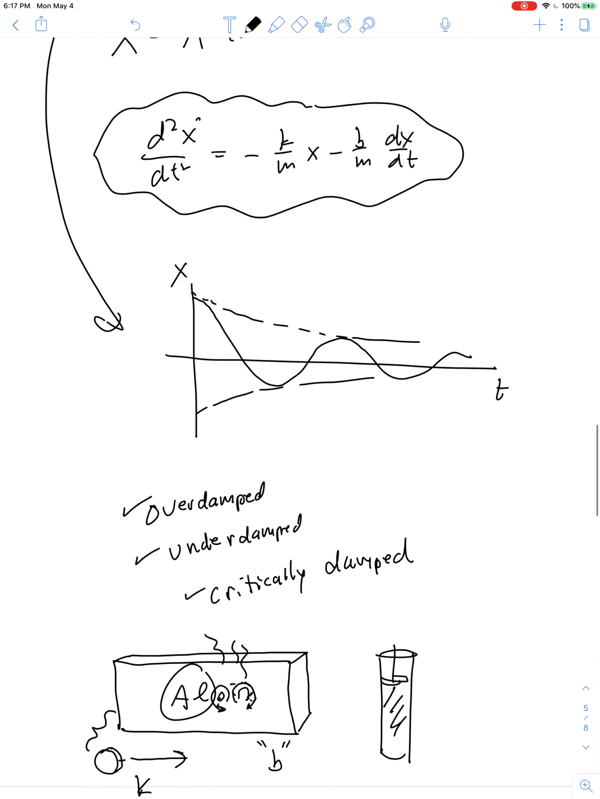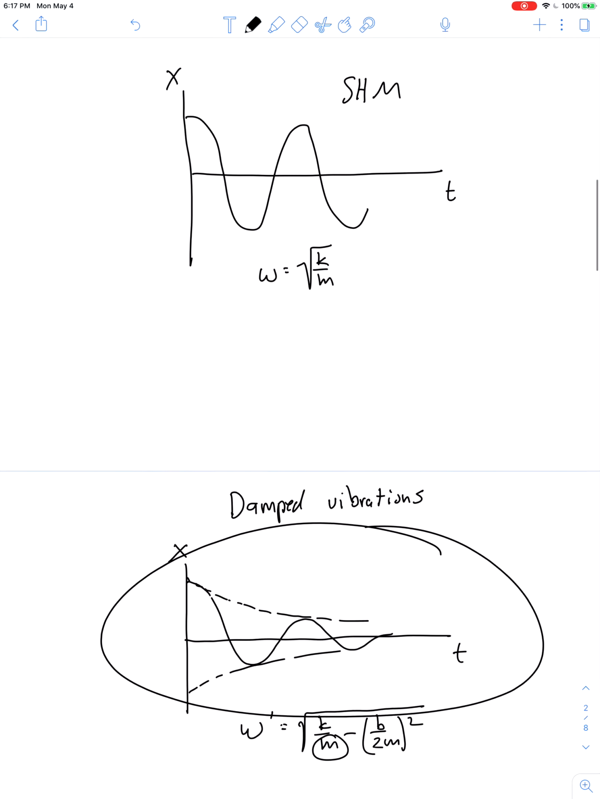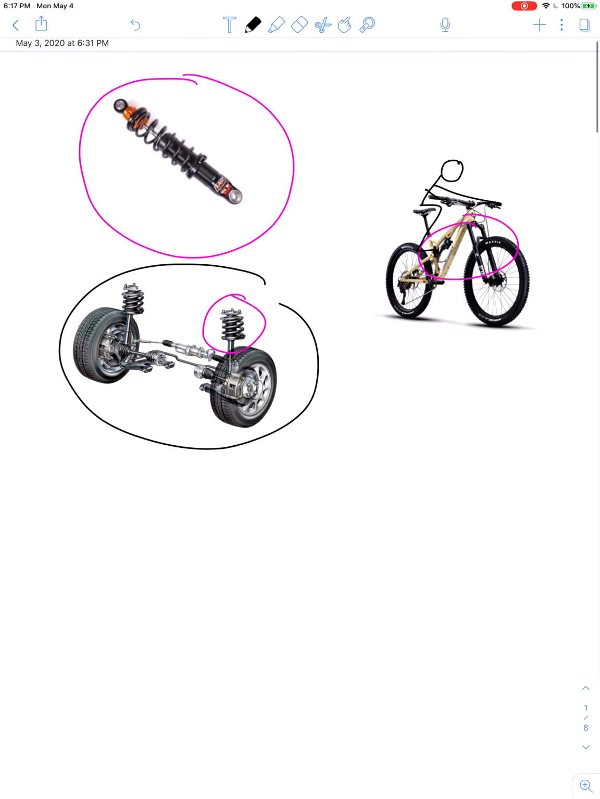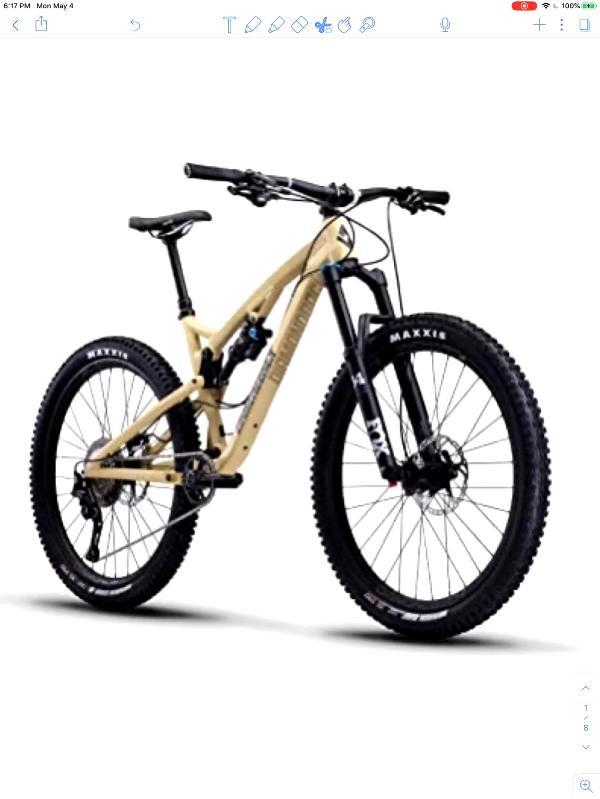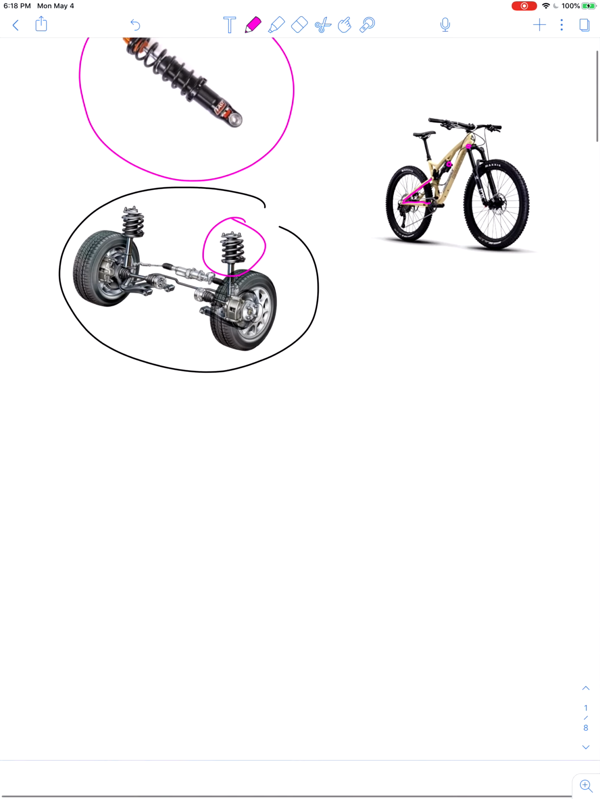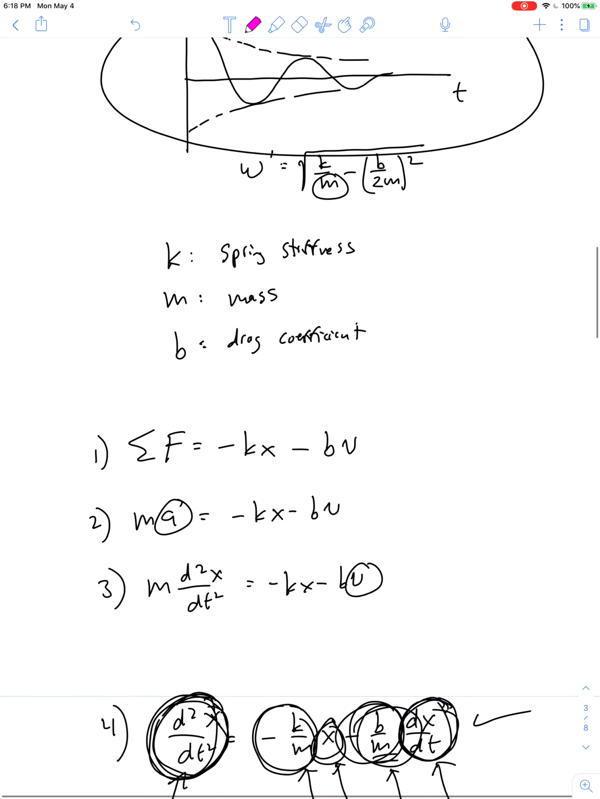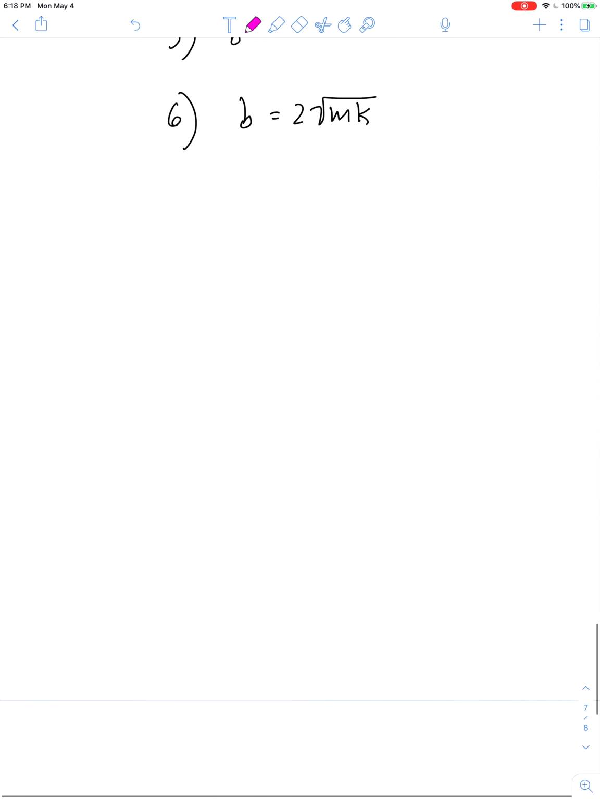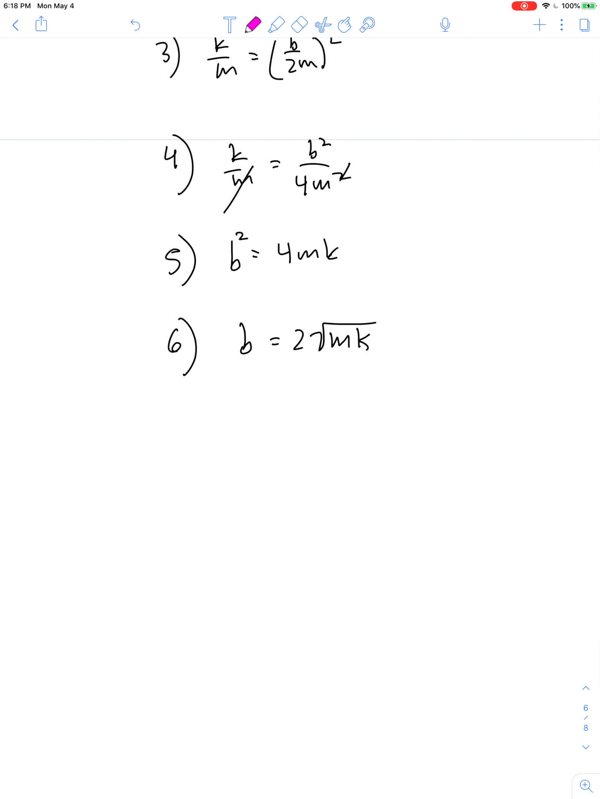So back to the mountain bikes. If you have a mountain bike or you've ridden one that has adjustable suspension, you've probably seen, I don't think we can see it in this picture, but somewhere on the top of the forks or at the top of the suspension that controls the back of the bike, there's a lever, and by adjusting that lever, by clicking a dial, you can change the value of b.